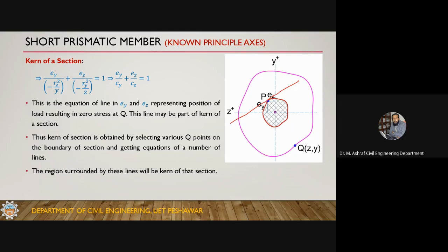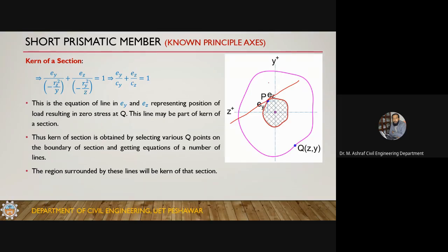So if you place the load anywhere on this line, the stress at Q will be equal to zero. If you move the load towards this side, compressive stresses will be developed at this point. If you move the load away from this, tensile stresses will be developed at this point. So it means that your kern should lie towards the right, because tension is not desirable.